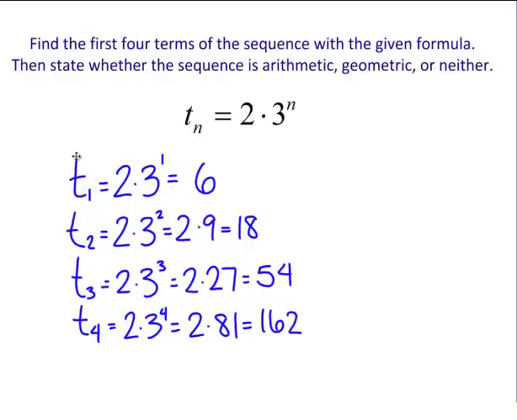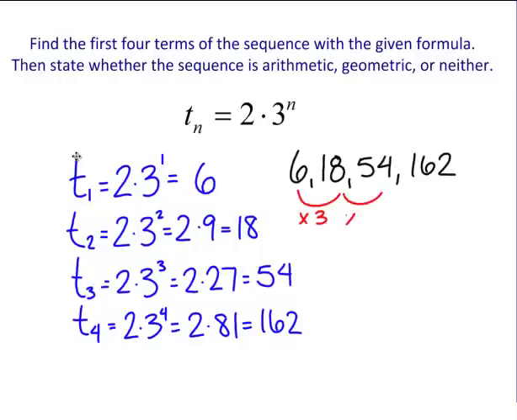So the sequence we end up with is 6, 18, 54, 162. And if you look at how to get from one term to the next, you are multiplying by 3 every time. And because that multiplication is consistent, we have a geometric sequence.